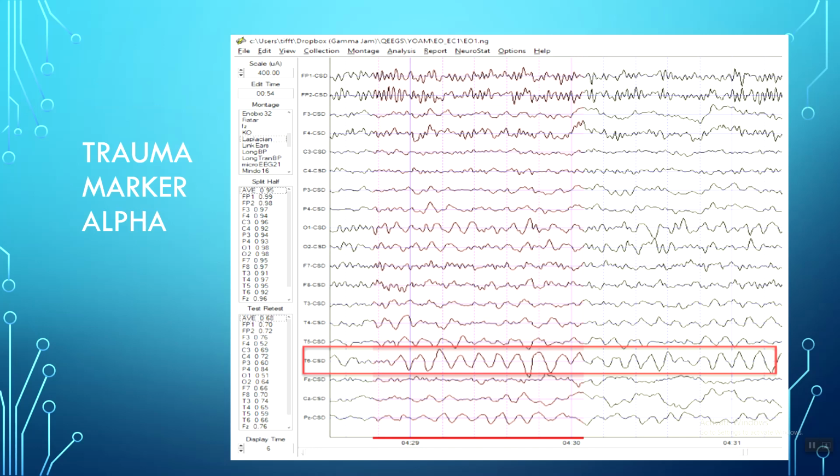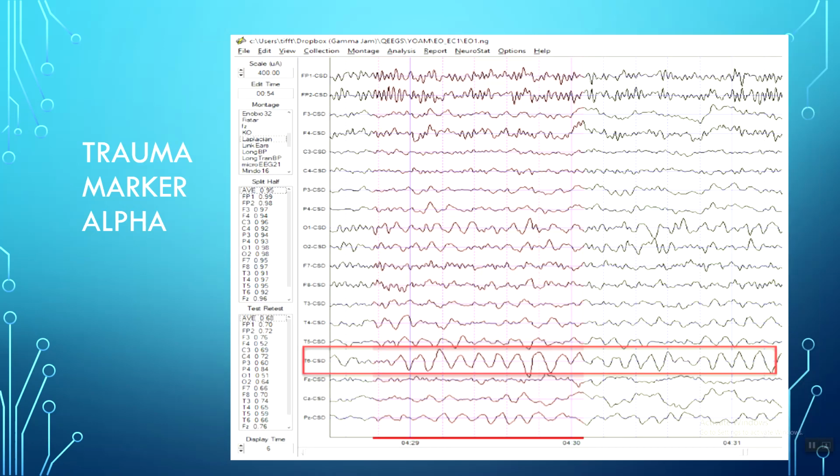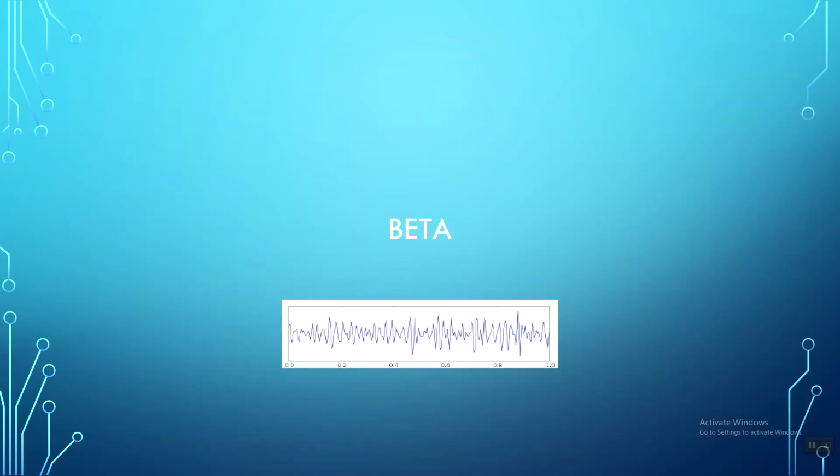Trauma marker alpha is a gating or a persistent alpha at T6. That's what it looks like. And again, I've shifted to a focal montage, the Laplacian montage, which you can see right up here. And that's what it's going to translate to in a map, right? So although it's 8 hertz, it's in the alpha range because it's sinusoidal, right? And it's showing up right there at T6. So that's how the raw translates into the map.